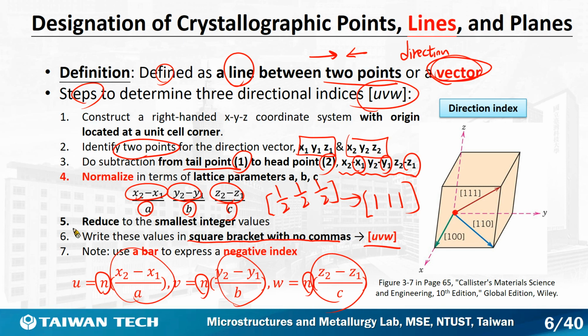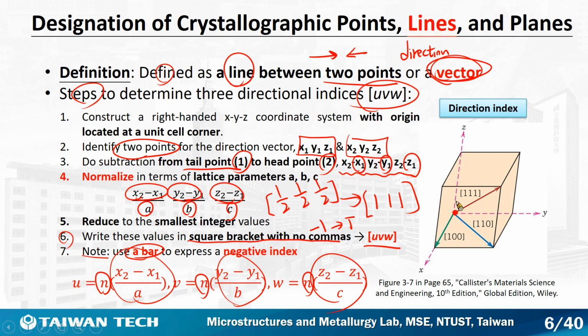And as we said for step 6, let's talk about a note. If we get a negative index, we will not use -1. We will use a bar instead. So we write it like here. We put a bar above these values.